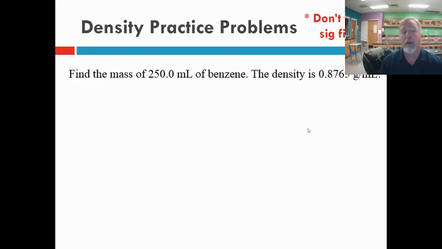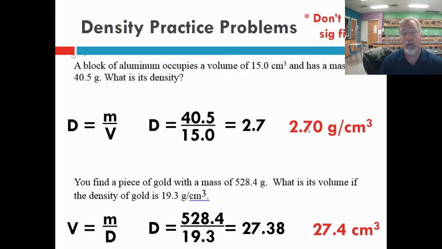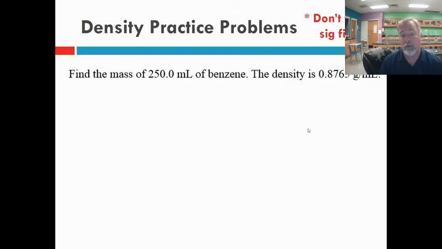Let's do another one. Find the mass of 250 milliliters of benzene. Density is 0.8765 grams per milliliter. So our first problem, what did we see? We were finding the density. The second problem, we were finding the volume. This third problem, now we're asked to find the mass.